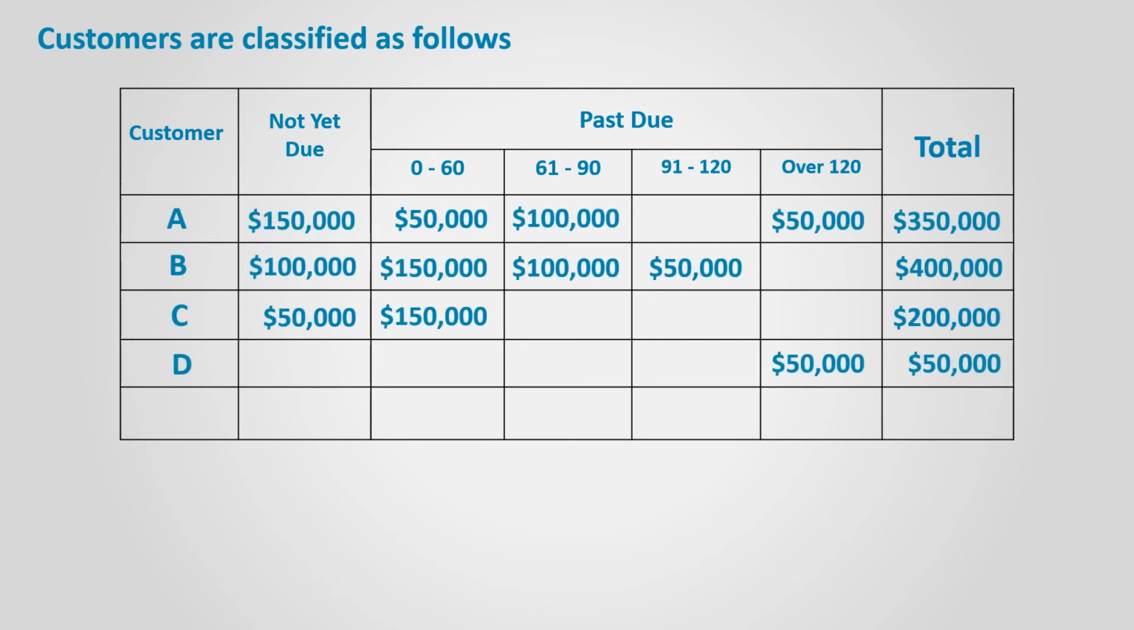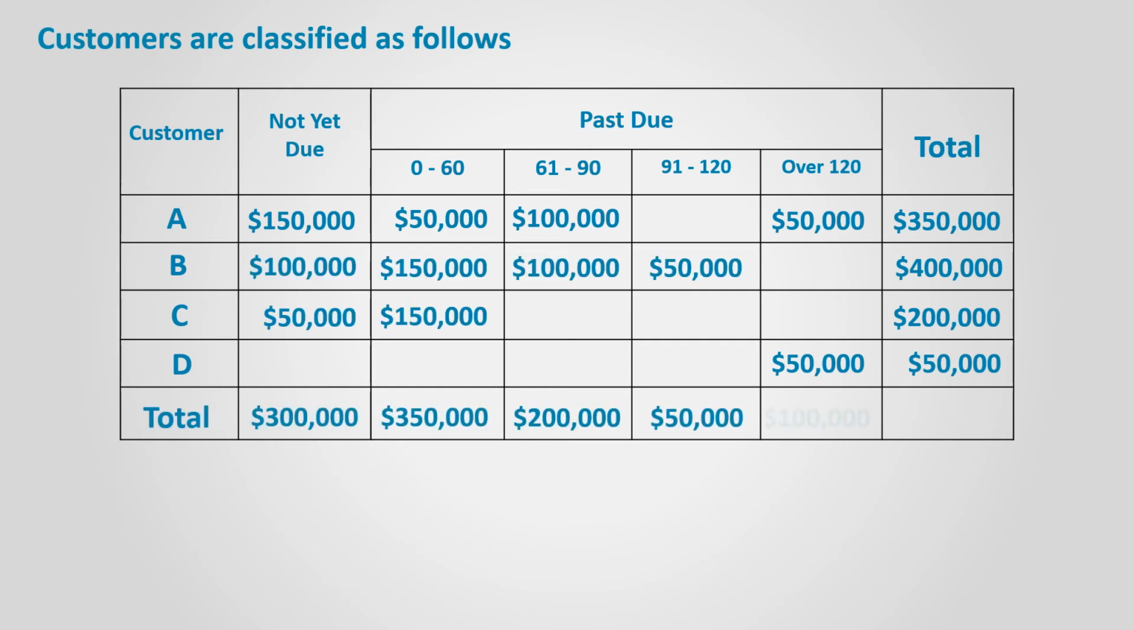What do you think of the credit department of this company? I believe it's not doing its job. Look at customer A, for example. They owe the business amounts that are not yet due and past due in almost all categories. This means that the business credit department knew that this customer is not paying and still approved additional credit to them. The same applies for customer B and C.